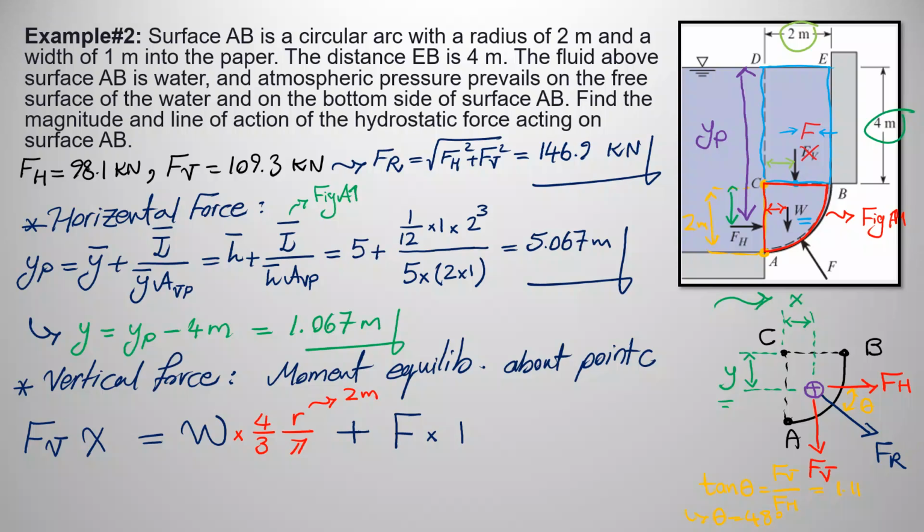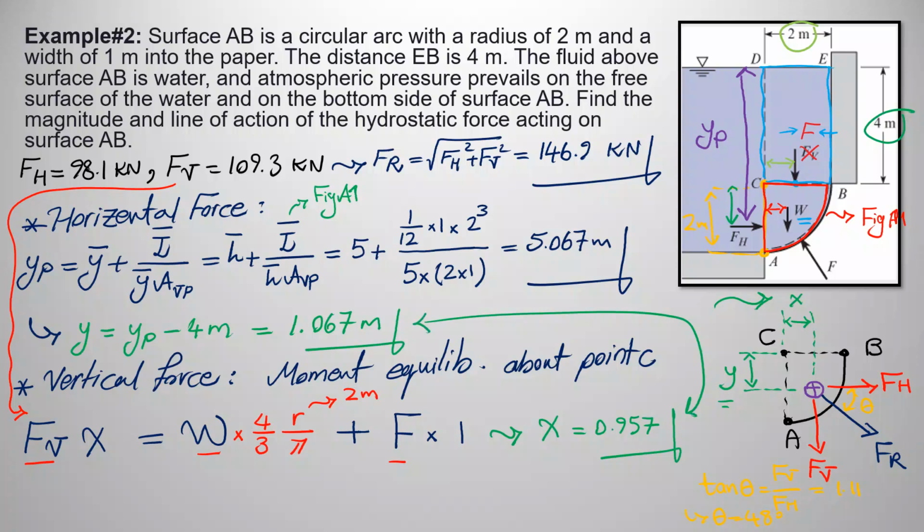And then we already calculated the values for W and F. So you just plug in everything. You already calculated the W for FV over here. You just plug it in over here. The only unknown variable is X. So based on this equation, you'll find X to be 0.957. Okay. So now you have the value for Y and you have the value for X over here. And this is how you can pinpoint and locate the location that FR, or resultant force, acts on.